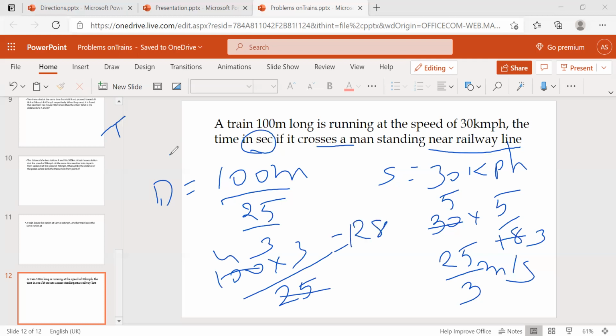It's 12 seconds. It will take 12 seconds to cross a man who is standing near the railway line, with a speed of 30 kilometers per hour and the length of 100 meters. The distance traveled by the train is also 100 meters. Same. Okay. Now move on to the next one.